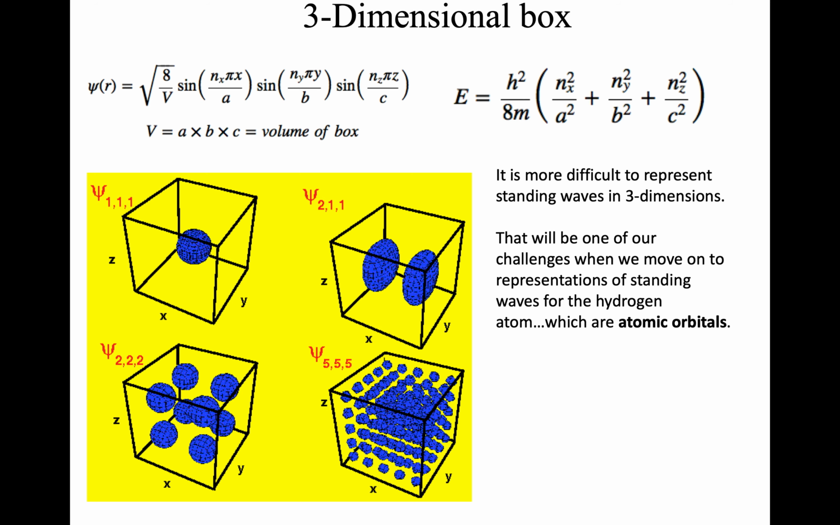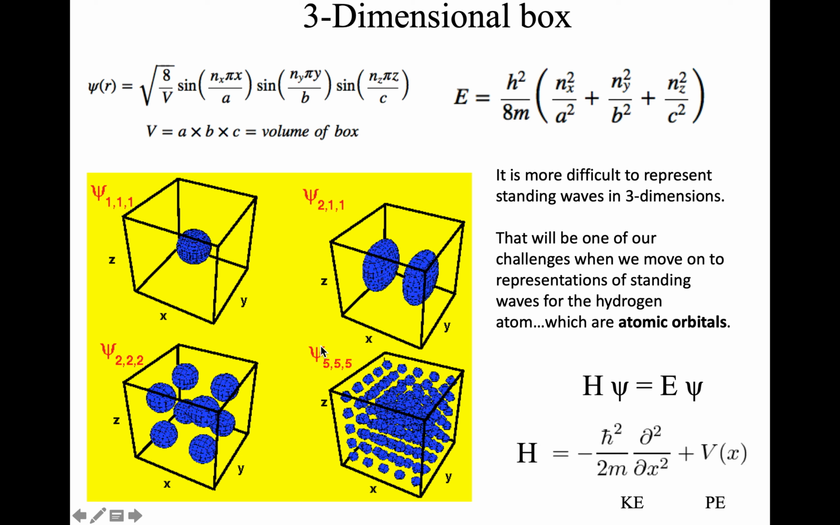Now, it's more difficult to represent standing waves in 3 dimensions, it seems, relative to just having 1. That's going to be one of our challenges when we move on to representations of standing waves for the hydrogen atom. That's what atomic orbitals are. Our standing waves are solutions to our Schrodinger equation in 3 dimensions. Now, if we look within here, I don't think we would say these are what our atomic orbitals look like. The reason that we have a difference is that we will once again use the Schrodinger equation, but the solutions will include not just a kinetic energy, but a potential energy term.